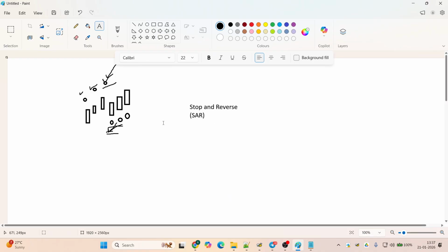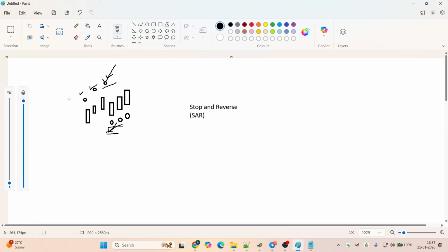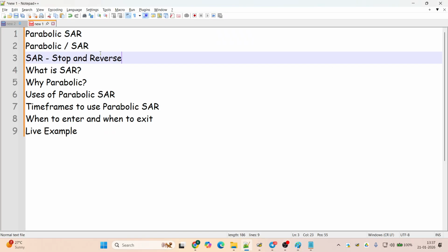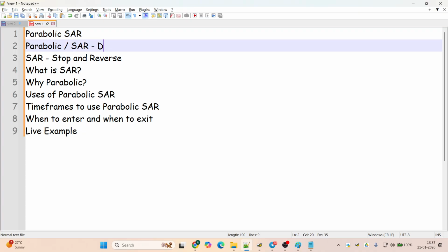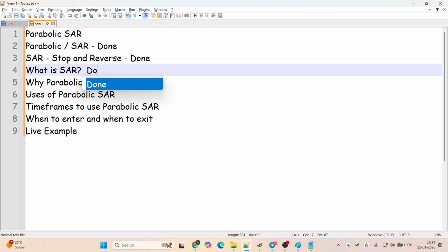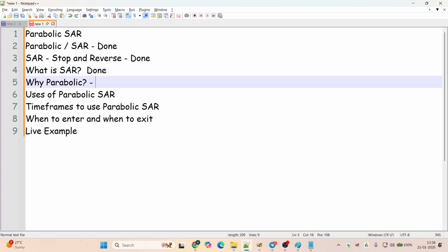Now why the term parabolic? That is also very simple, guys. This appears like a parabola. If you have studied physics, I'm not sure every one of you would have studied physics, but in physics, you know what a parabola is. If you connect these circles, it resembles a parabolic shape. So that gives us the meaning of the word parabolic, SAR, or in trading terms, they simply say SAR. So with this understanding, we have now seen what parabolic SAR is, the meaning of stop and reverse, and why parabolic.